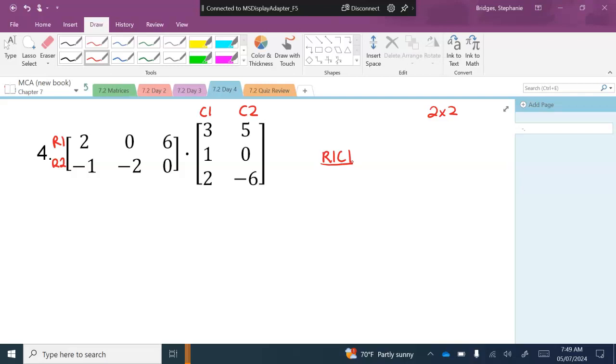And we already know that our answer is going to be a 2 by 2. So it's going to have 2 rows. And it's going to have 2 columns. And this number goes row 1, column 1.